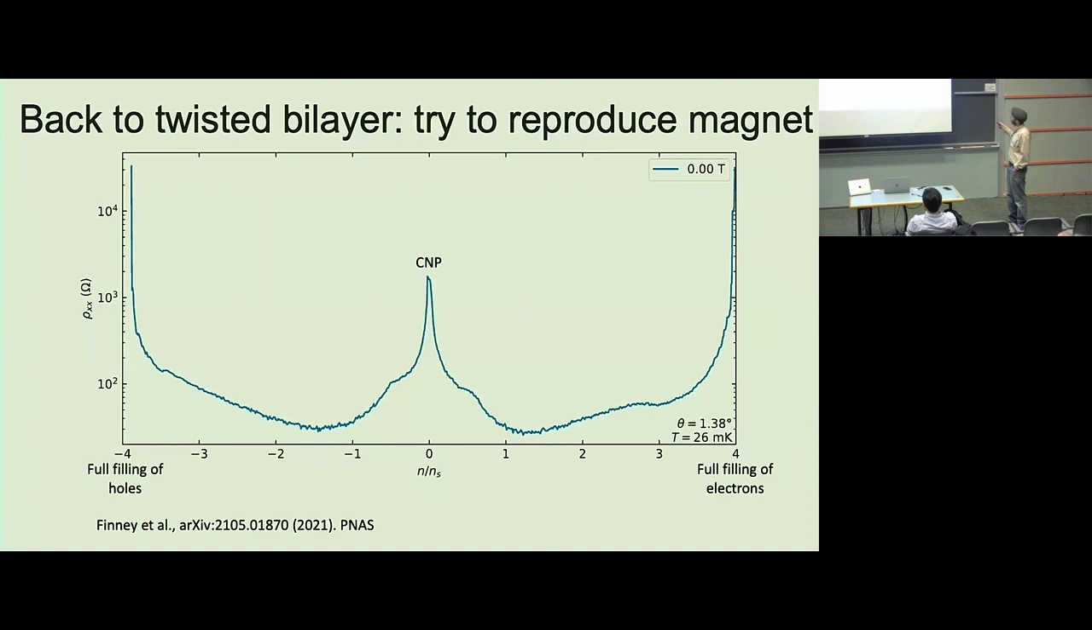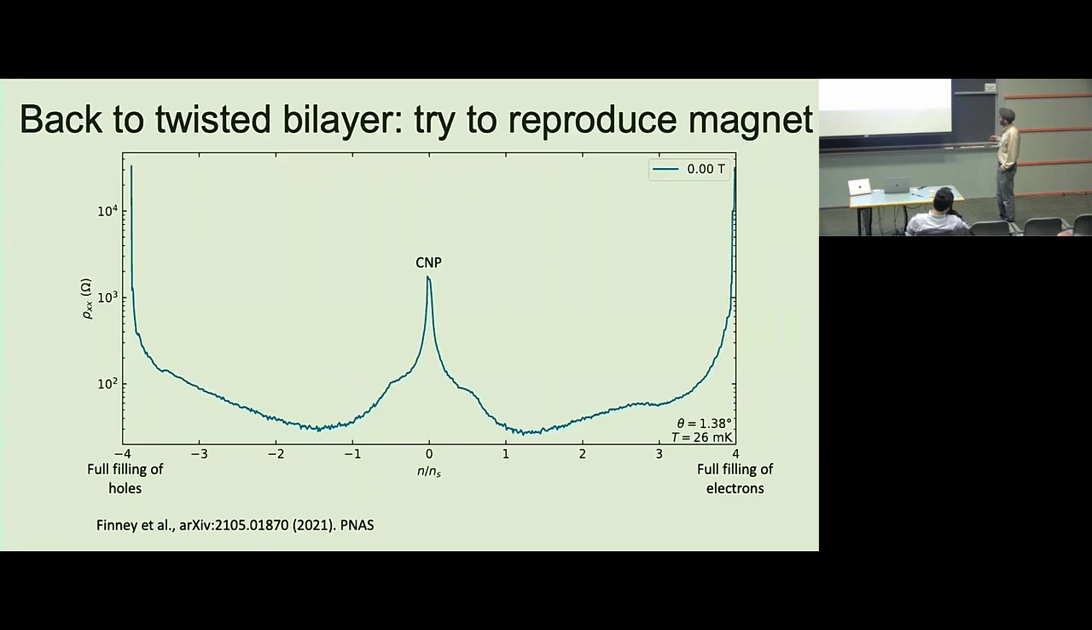It has strong, very resistive peaks at full filling and full emptying of the bands, so we're seeing non-interacting band gaps, but we don't have the correlated electron insulators that are familiar from near the magic angle. So it looks pretty generic, pretty standard for this sort of angle.